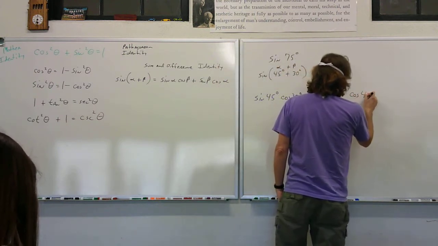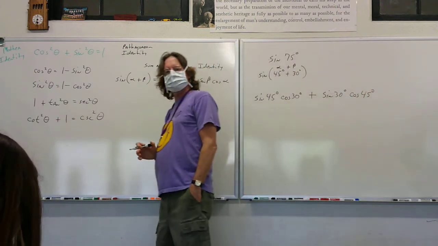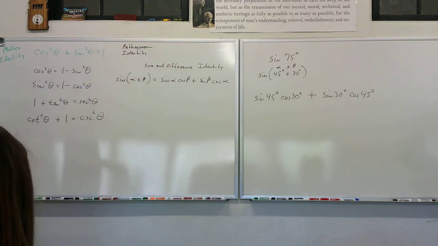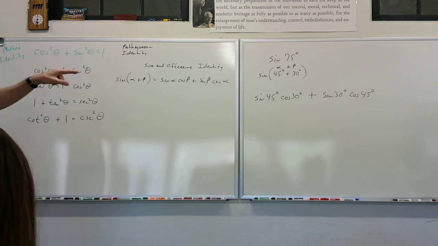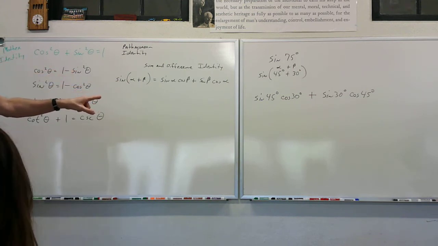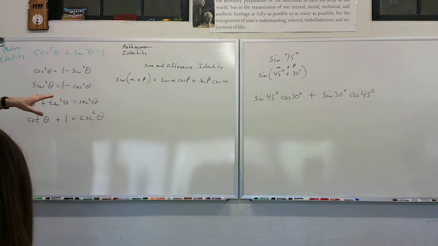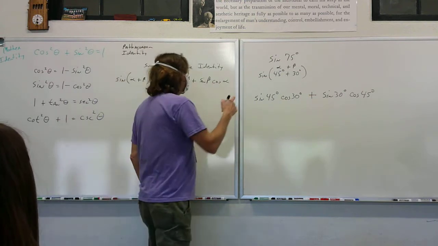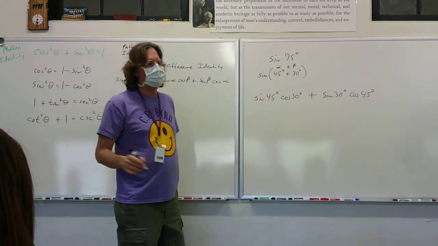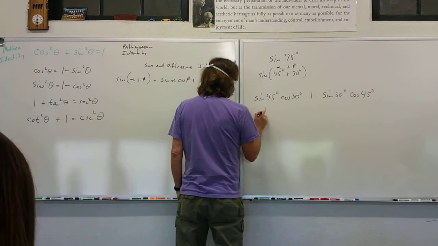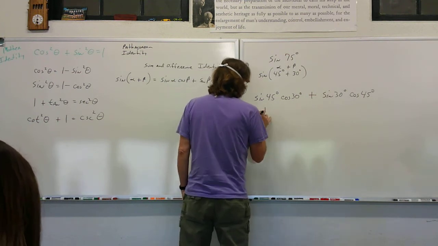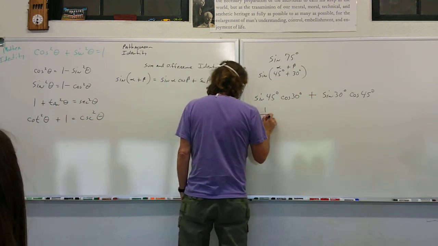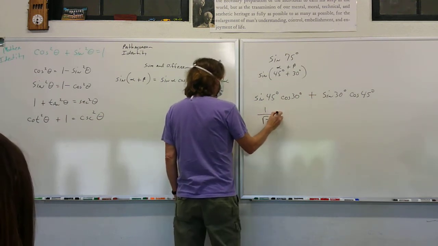Now, if you want to write it in a different order and be wrong, that's fine with me. You write it exactly like this. You don't write it any other way. You write it exactly like this. Okay? No other way. Now, you look on your unit circle. What is the sine of 45 degrees? Look. What's the sine of 45 degrees? 1 over square root of 2. What's the cosine of 30 degrees?